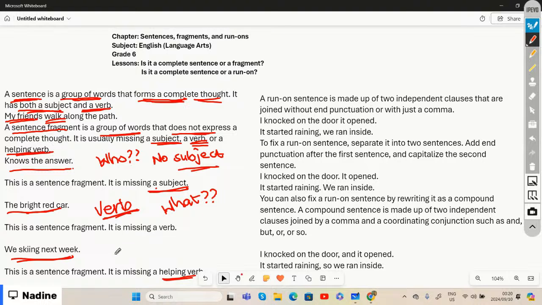Yes, so we are skiing, right? Or we will be skiing or something, but we are skiing, right? There needs to be a helping verb because you can't just say we skiing, right? So well done. Are is missing over there because our helping verb is missing within that sentence.